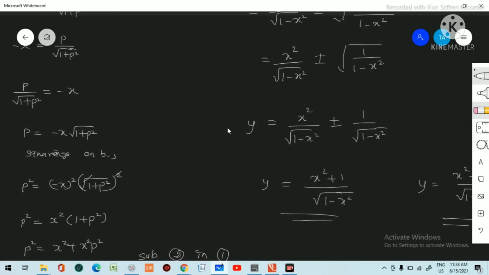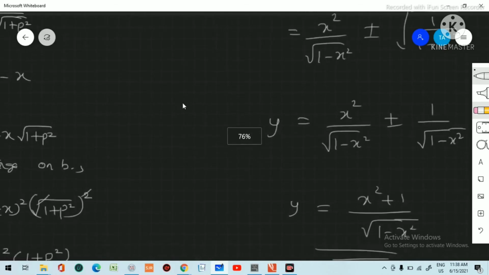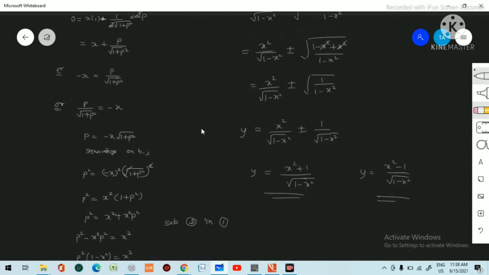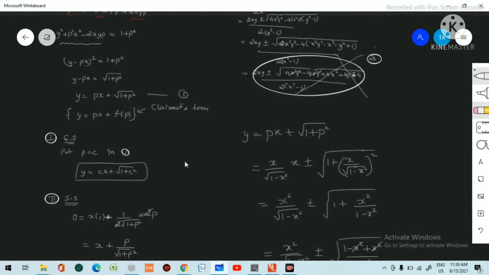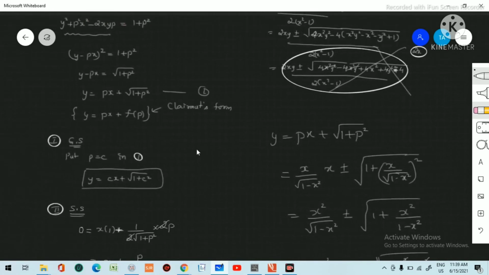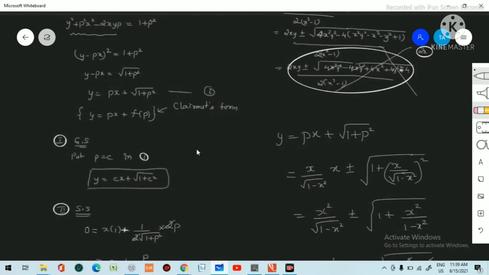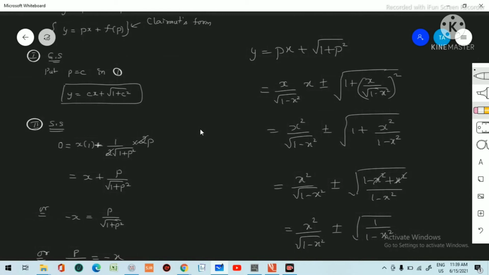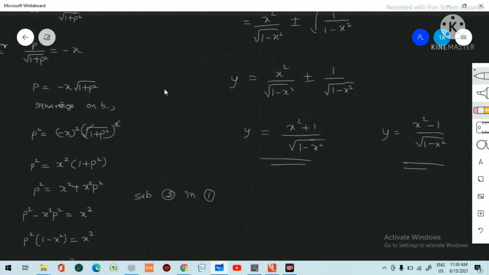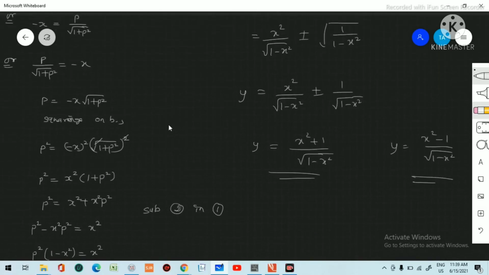Now the method is understood, right? What is our first step? When the equation is written in Clairaut's form, generally substitute the p value as c, you will get one equation, that is your general solution. Okay, secondly differentiate partially with respect to p and get the value of p. That value you substitute back in the Clairaut's form equation, you will get the singular solution in terms of y. Is it clear?